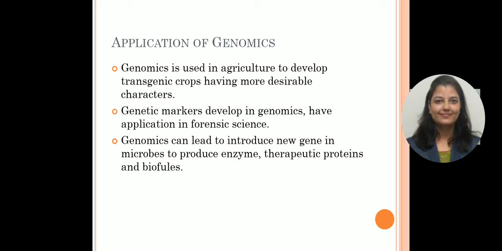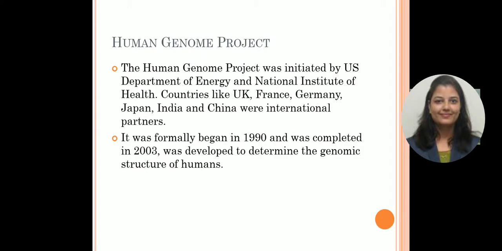Then the applications of genomics. Genomics is used in agriculture to develop transgenic crops having more desirable characters. Genetic markers are also developed in genomics that have applications in forensic sciences, and genomics can also lead to introducing new genes in microbes to produce different enzymes, therapeutic proteins and some biofuels also.